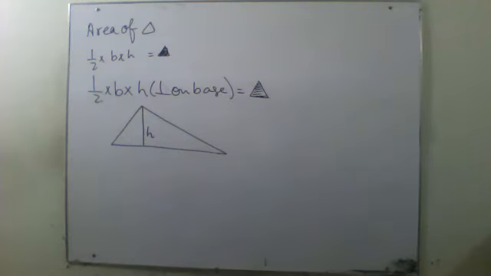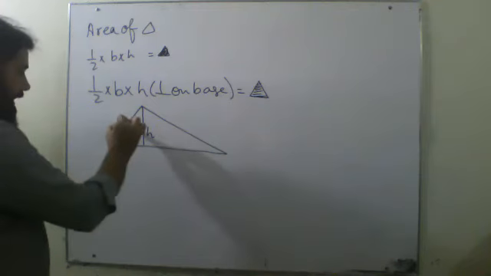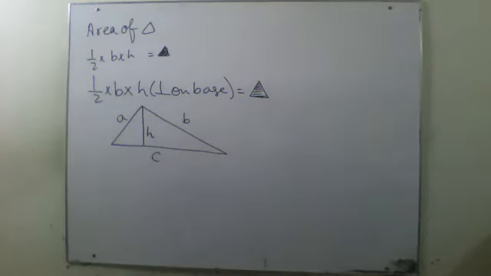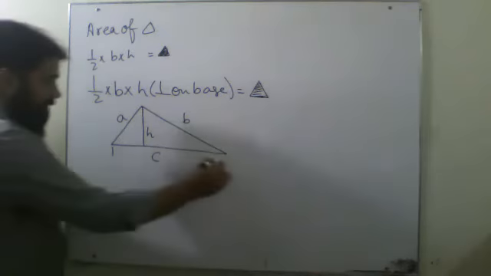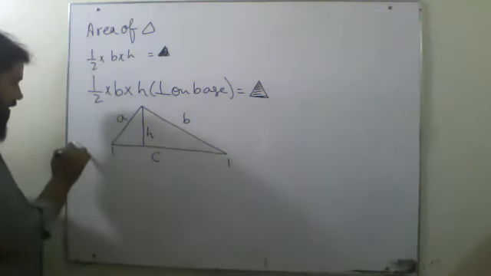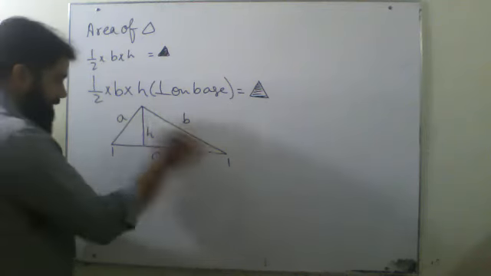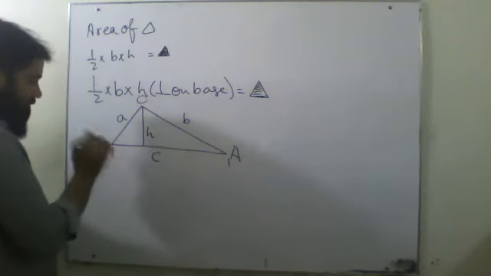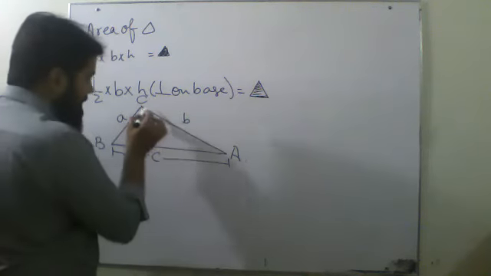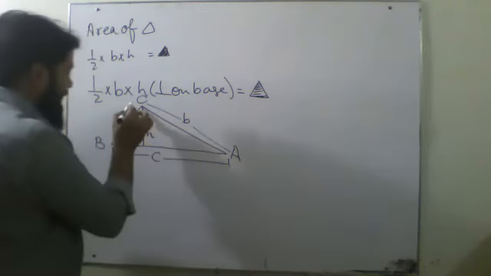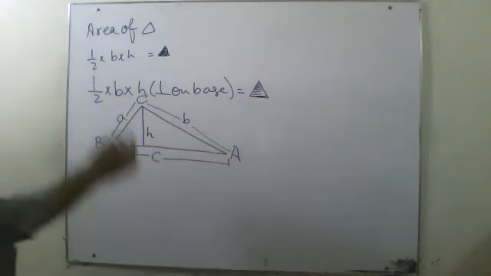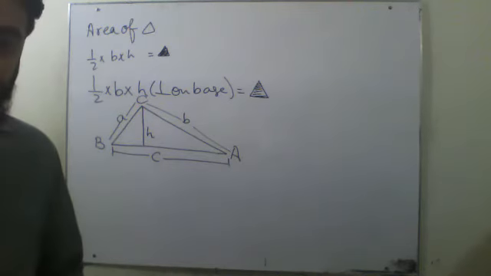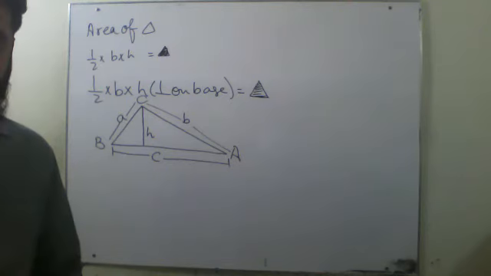What they have given me is side A, side B, side C, and the angles: angle A, angle B, angle C. These are the things given to us, but they are not giving us any perpendicular height. Then what should I do? There is a problem. What can I do over here?